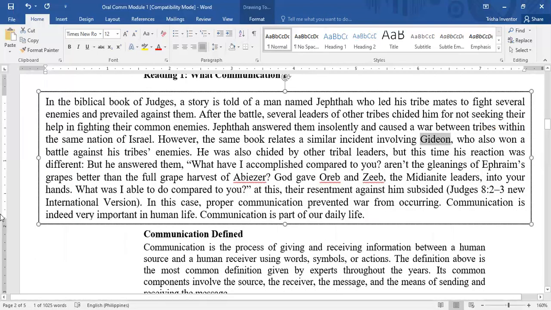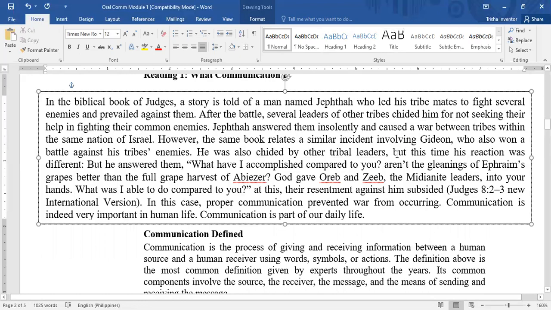The next example is Gideon. He is also a leader of a tribe in which he won against his tribe's enemies. So, just like Jephthah, Gideon went to war and won the battle without asking the help of his other tribal leaders. So he was also criticized by other tribal leaders. These people were angry at him, saying, why didn't you ask for our help, and everything.